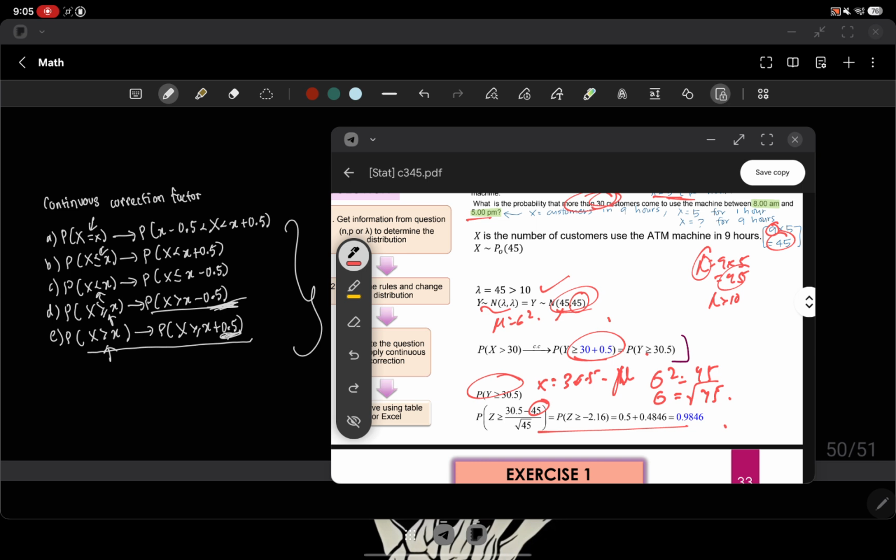So these are the main parts for chapter 3, probability distribution. Okay, thank you.